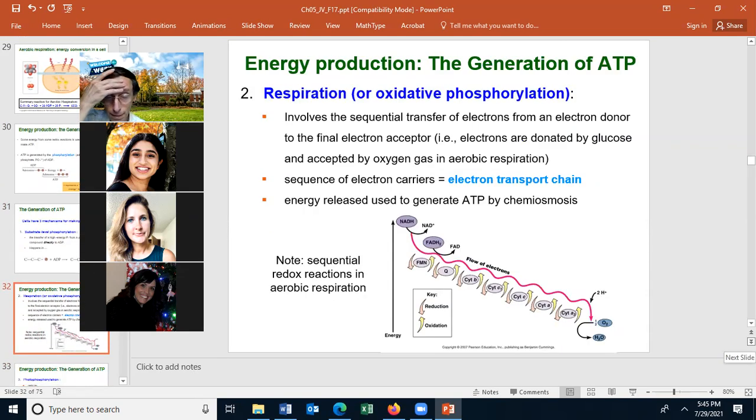The second way that cells can generate ATP is by respiration. It can also be called oxidative phosphorylation, but I won't use that term. I will always use the term respiration. Note that I'm not saying aerobic respiration, which is the way your cells can make ATP. I'm talking about all categories of respiration, both aerobic respiration and anaerobic respiration. This involves a sequential transfer of electrons from the electron donor molecule, which is usually glucose, to the final electron acceptor, where the electrons will end up. And as the electron is donated from glucose, which isn't shown here, the electrons will flow to NADH, which will then flow to this molecule, to that molecule, and on through the chain. And then the last molecule in our cells that the electrons will flow to is oxygen.